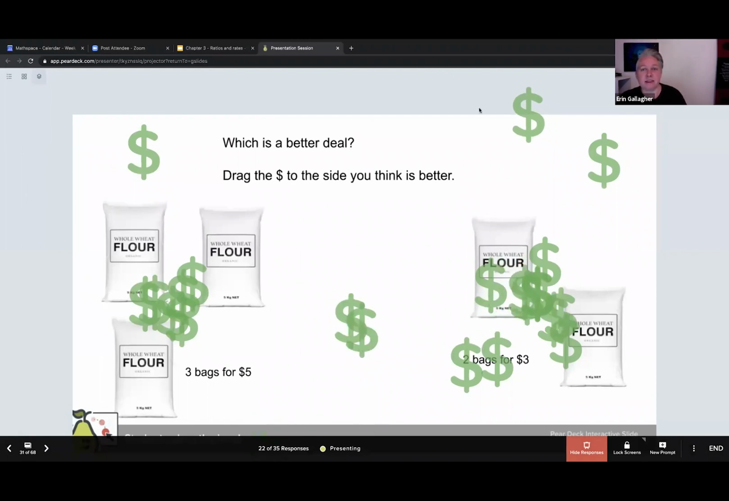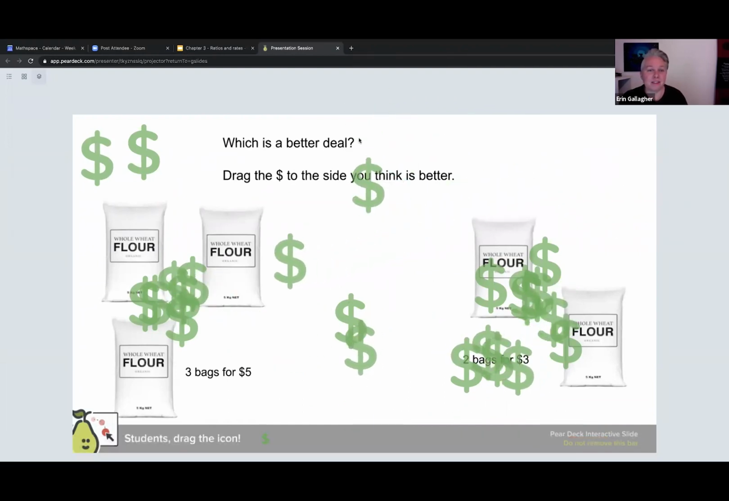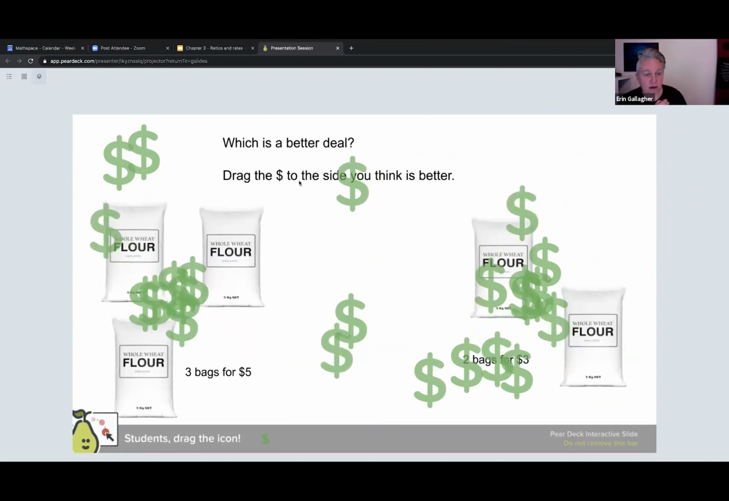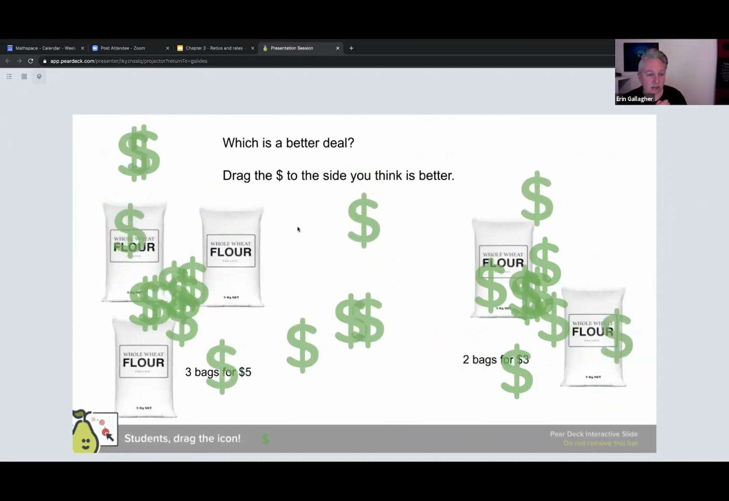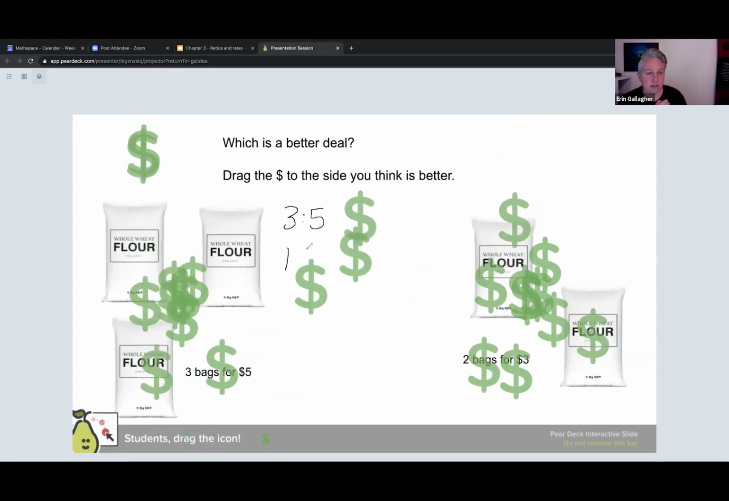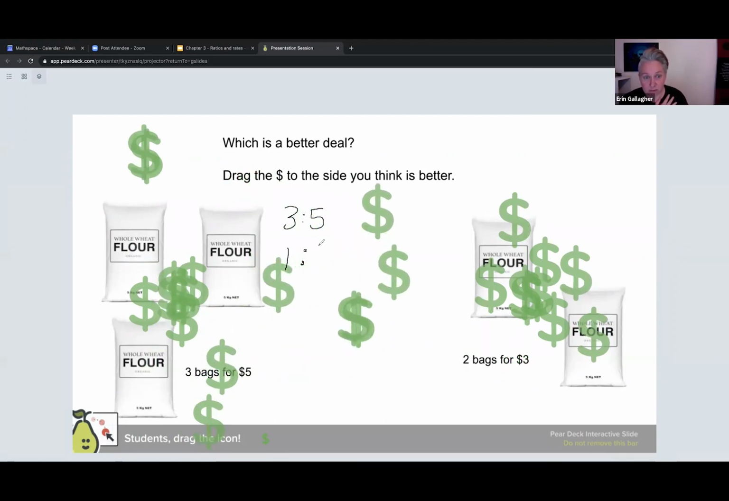That's fantastic. So I'm just going to do a little bit of work in the middle here whilst you're thinking about that question. So 3 bags for $5. Well, how much is this one per bag? How can I change this ratio on this side of $3 to $5 to a single ratio? 1 bag for how much? Well, I'd have to divide that by 3. So what is 5 divided by 3?